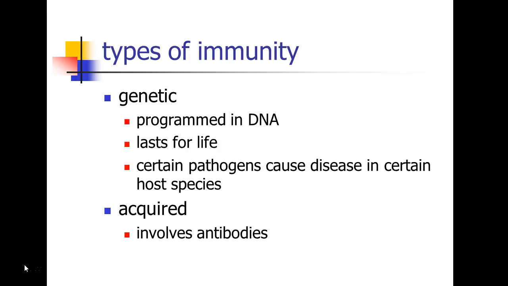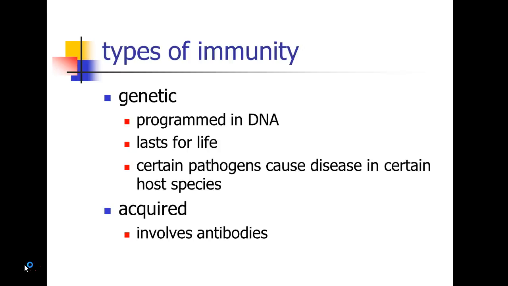So these are programmed in DNA, last for a lifetime, and it's this part that means certain pathogens can only cause disease in certain species. Now we do see some germs that mutate and can change species, but it's a hard and fast rule. Generally, this genetic immunity is programmed in the DNA.